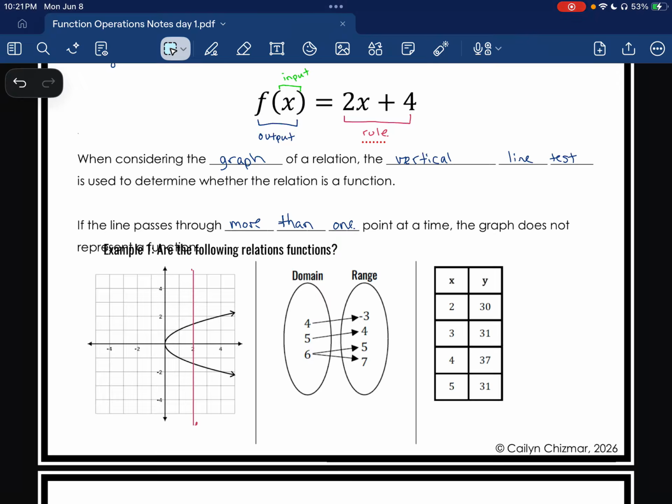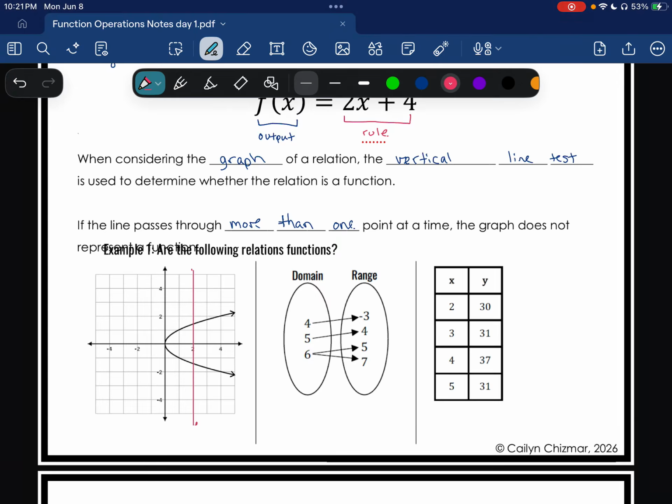All right, and next is a table. So 2 has 1, 3 has 1, 4 has 1, 5 has 1 output. Okay, it's okay to share. It's totally fine that those have the same y value, as long as 3 isn't mapped into, say, 31 and 32. So finally, yes, this is a function because each x has only one y.